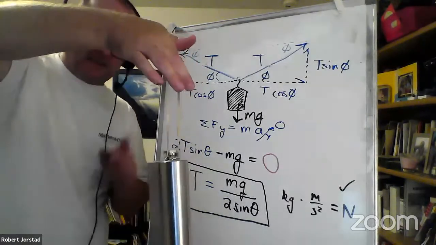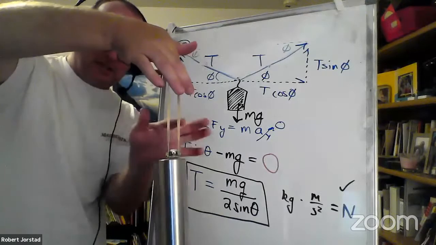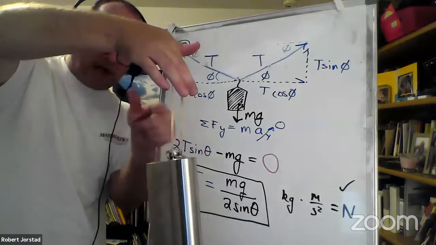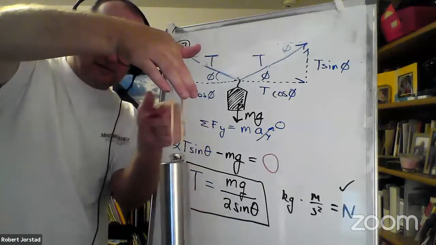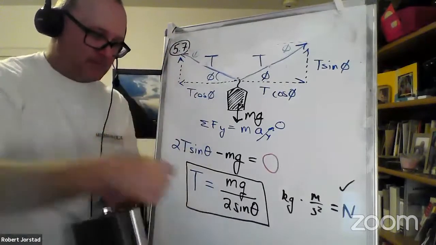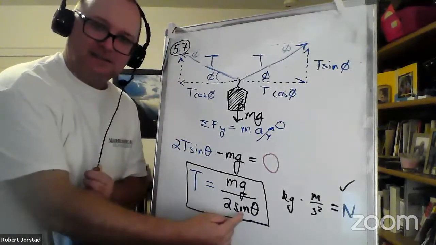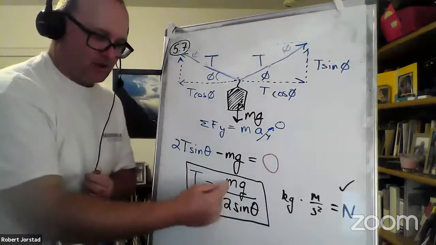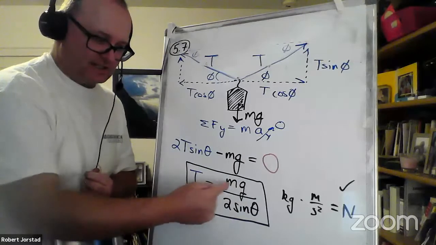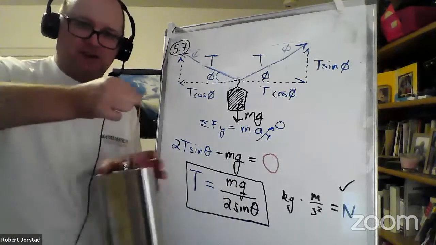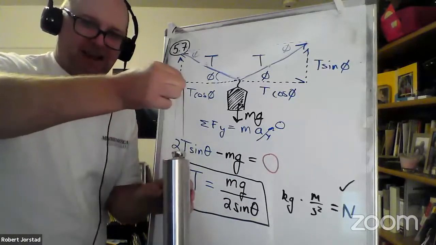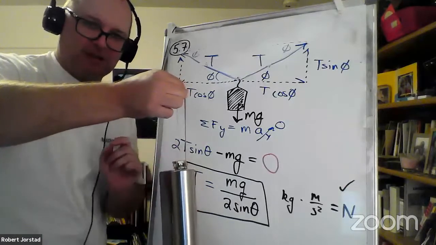Now think, if you hang this straight up and down, shouldn't each one of these support half the weight? Well, think. What's sine of 90? 1. So notice that the tension is exactly half the weight when you go straight up and down. So now let's see why I got freaked out by plugging in 0.